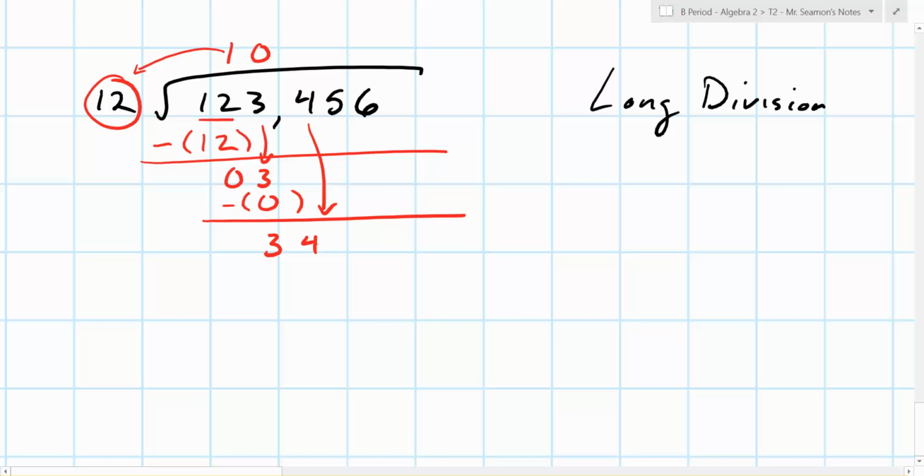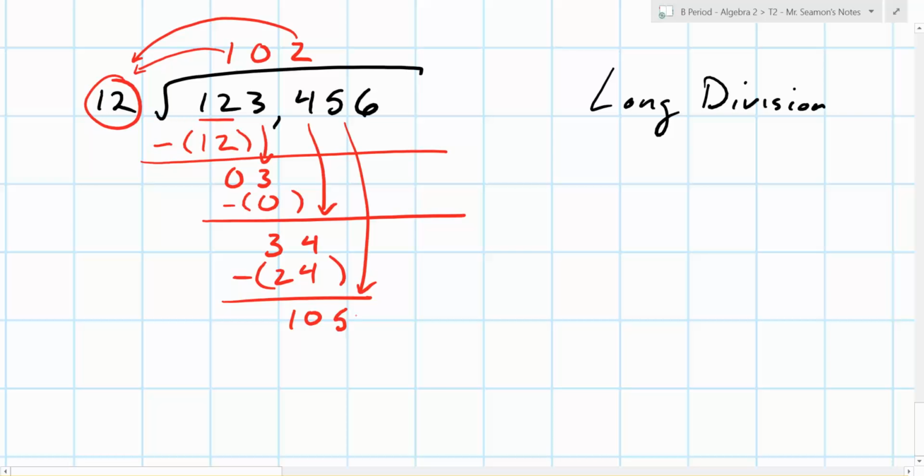How many times does 12 go into 34 without going over? Twice. And then what do you do with that 2? You multiply and you get 24, and then you subtract, leaving you with 10. What do I drop down? The 5. How many times does 12 go into 105 without going over? 8. 8 times 12 is? 96. You subtract and you end up with? 9. What do I drop down now?